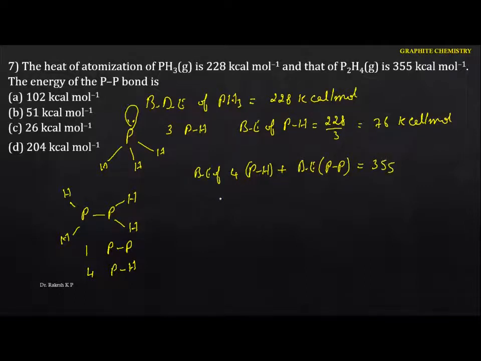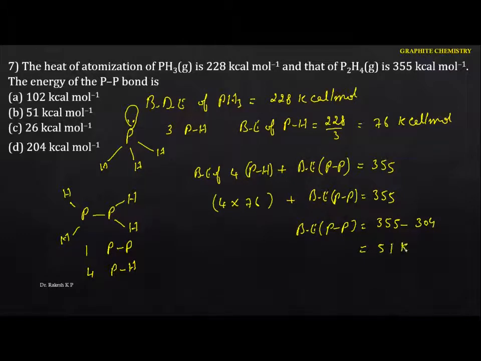So 4 into the P-H bond energy of 76, plus the bond energy of phosphorus to phosphorus, equals the value given, 355. So the bond energy of phosphorus to phosphorus is 355 minus 4 into 76, which is 304. The difference you get is 51 kilocalories per mole. Hence in this case the option is B. So next one.